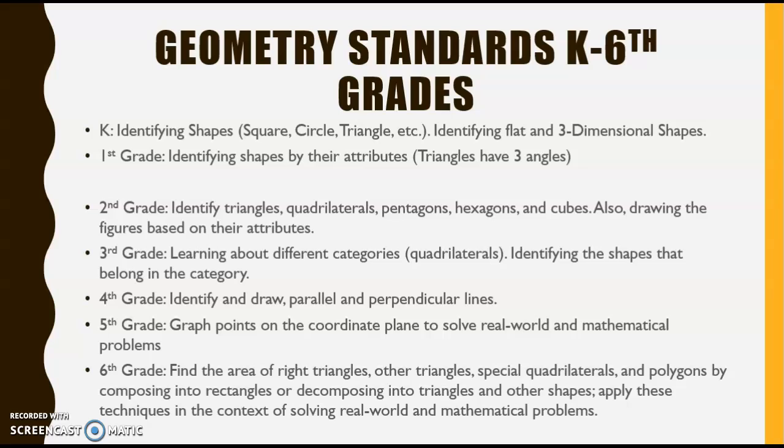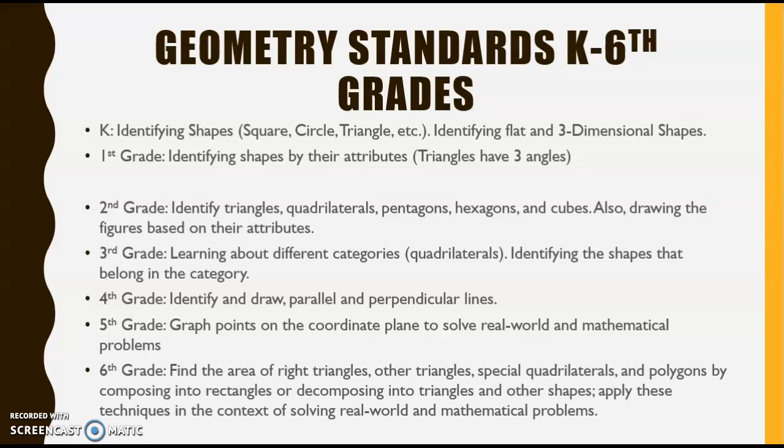So for example, in 1st grade, they have to identify shapes by their attributes. So for example, triangles have 3 angles, and students must know that triangles have 3 angles in order to identify that. In 2nd grade, students must identify triangles, quadrilaterals, pentagons, hexagons, and cubes, so the shapes get a little bit more difficult. And they also have to draw the figures based on their attributes. So, for example, which shape has 5 sides? And with that, they have to determine whether it's a pentagon, a hexagon, or a cube, and then go ahead and draw it out.